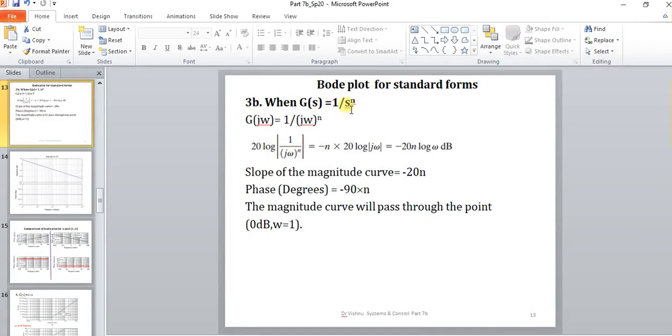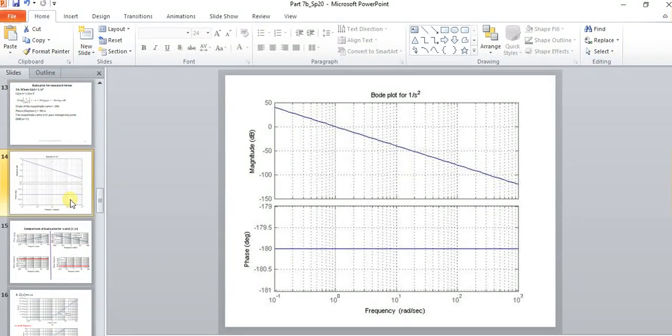The next case is when g of s is 1 over s power n. Same discussions as we did for s square or s power n apply here, but in the reverse way. Meaning the slope will be reduced by 20 times n, minus 20 n, and phase will be minus 90 times n. So this is an example for 1 over s square. The previous slides we saw an example for s square. If you compare this with that slide, the only thing that is different is the slope. It was positive there, now it is negative. It was plus 180 there, it is minus 180 here.